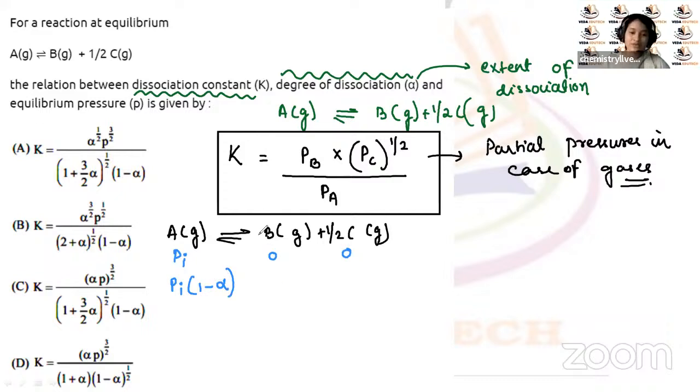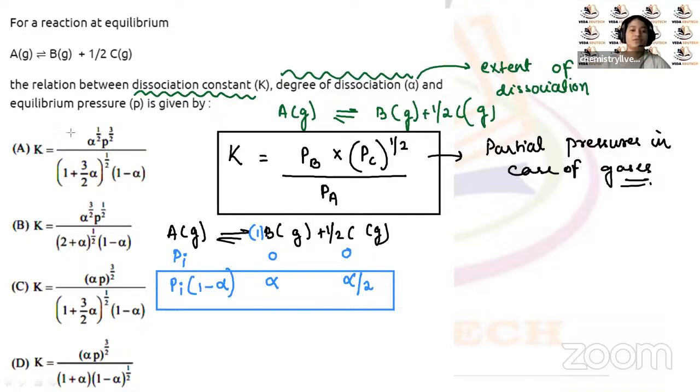Now here, as the coefficient is 1, alpha will be formed here. As the coefficient is 1 by 2 here, alpha by 2 will be formed here. Yes, alpha by 2 will be formed here. Now, if you add all of this, you are going to get the equilibrium pressure, right? So we want the equilibrium pressure. Yes. So let the equilibrium pressure equal P, and that will be equal to how much, children? We are going to add all of these. So if we add all of these, what are you going to get?